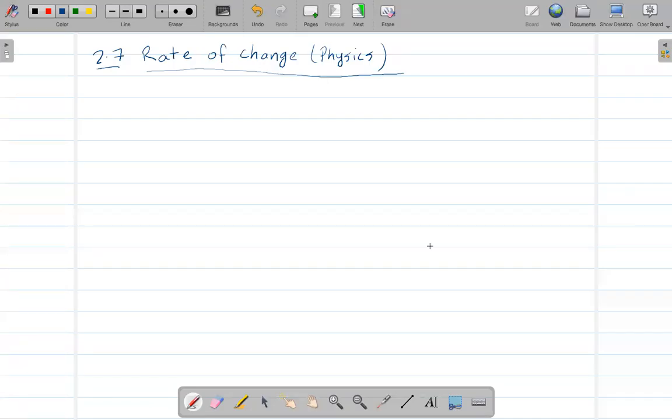Hello, everyone. So this is section 2.7. And in this section, I will be talking about a little bit of physics and a problem related to physics. Basically, it's physics and calculus both, combining physics and calculus. So I will just do a quick review of what you learn in physics.